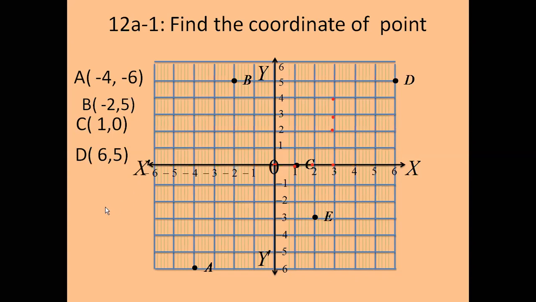Understand? Now the last point is E, we have to find. Now try yourself. Look, here is the right side from the center. So 1, 2. Okay, now come down and 3. So the answer will be 2 minus 3, 2 comma minus 3.